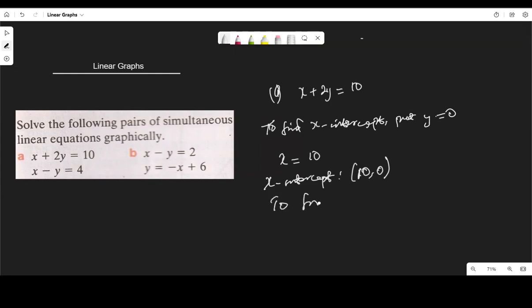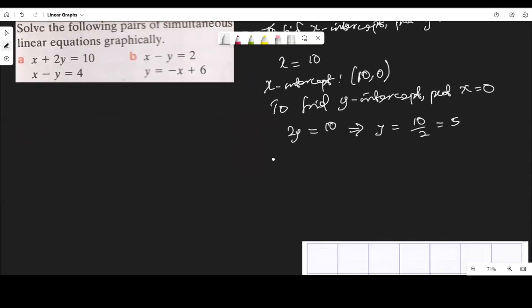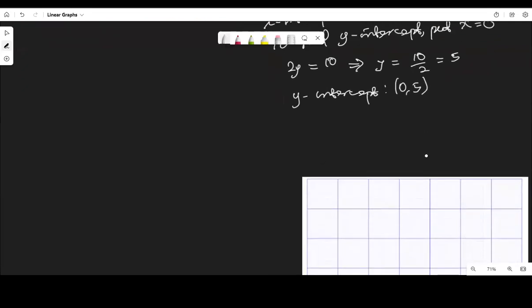To find y-intercept on the other hand, we put x to be 0. That means this term is 0, then 2y is equal to 10, which implies y is equal to 10 divided by 2, which is 5. Hence, y-intercept is 0 and 5. So with these 2 points, you can plot the graph of the simultaneous equation.